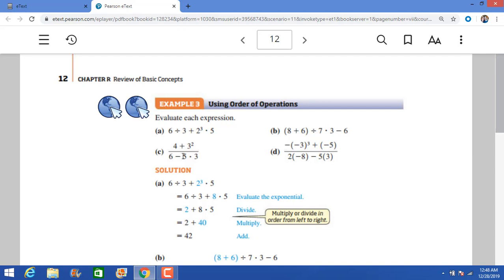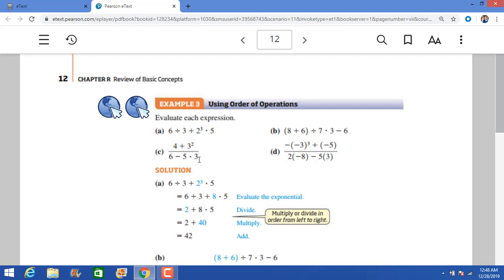And then here we've got a rational expression. So we're going to do the top and the bottom separately. Here we're going to do the 3 squared first, which is 9. Then we're going to do the addition, which is going to give us 13. Then we're going to go to the bottom. We're going to do the multiplication first, which is going to give us 15. And then we're going to do 6 minus 15, which is going to give us negative 9.